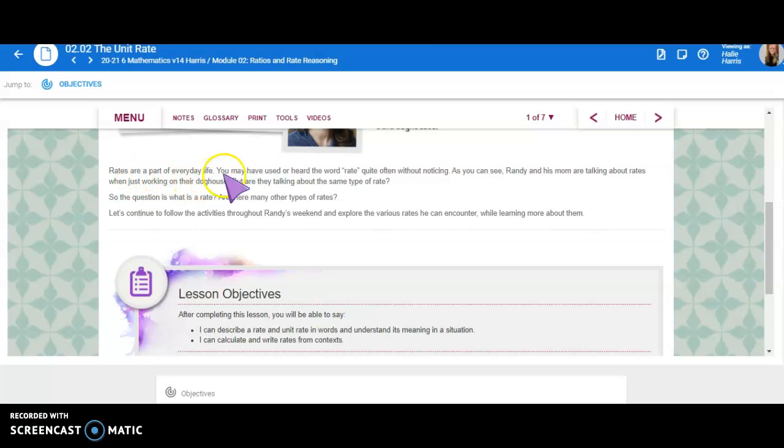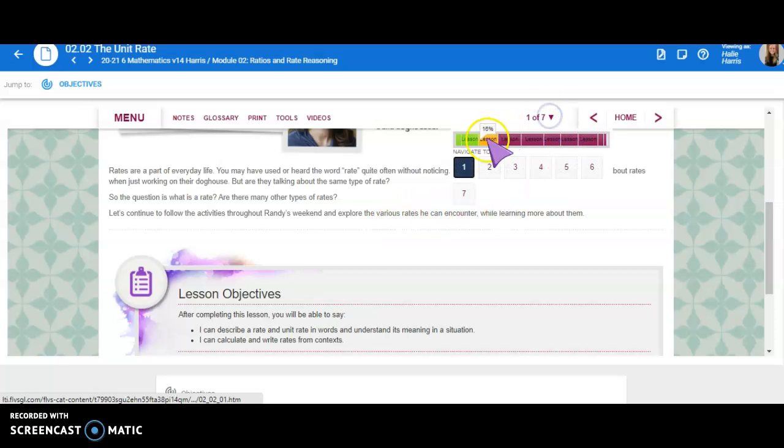Rates are a part of everyday life. You may have used or heard the word rate quite often without noticing. As you can see, Randy and his mom are talking about rates when just working on their doghouse. But are they talking about the same type of rate? So the question is, what is a rate? Are there many other types of rates? Let's continue to follow the activities through Randy's weekend and explore the various rates he can encounter when learning more about them.